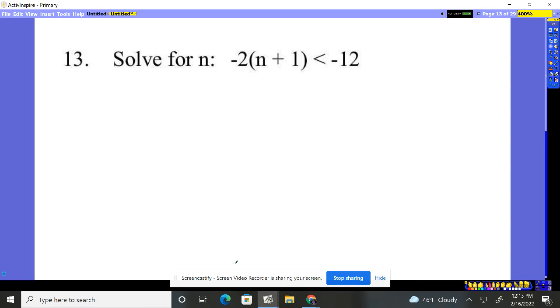Number 13, solve for n. It wants us to solve this inequality. Well, as normal, you can't combine n plus 1, so we'll distribute the negative 2 on the outside through. That gives you negative 2n. Negative 2 times 1 is minus 2, less than negative 12.